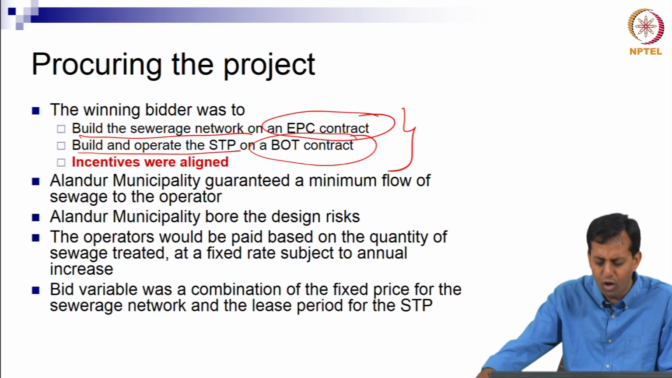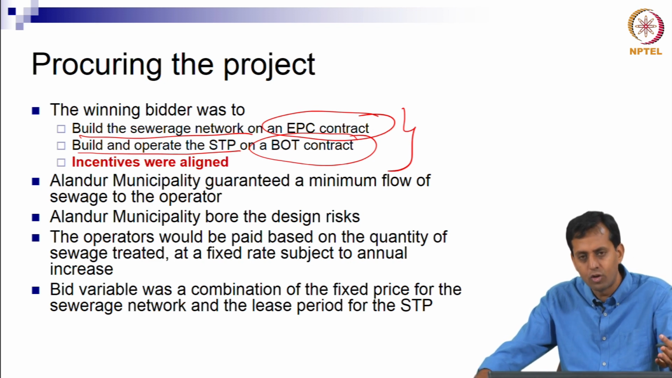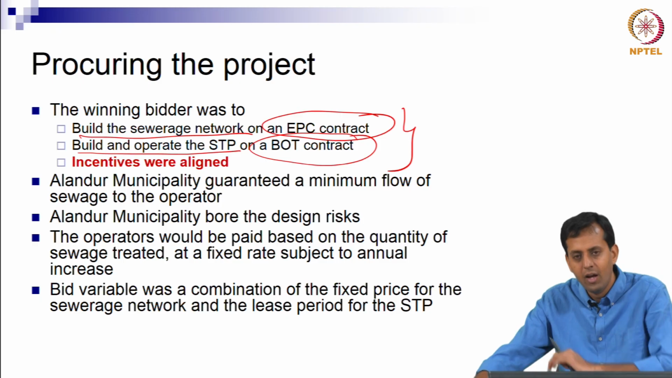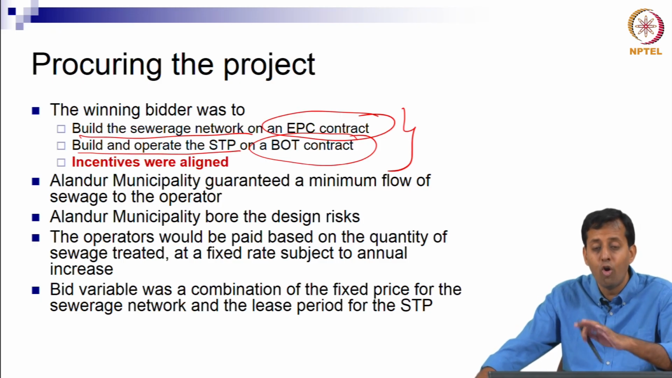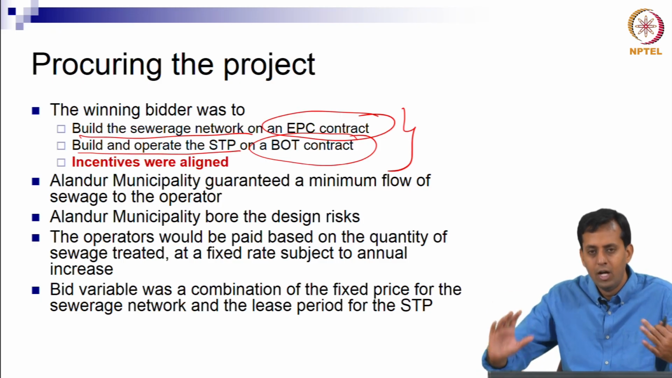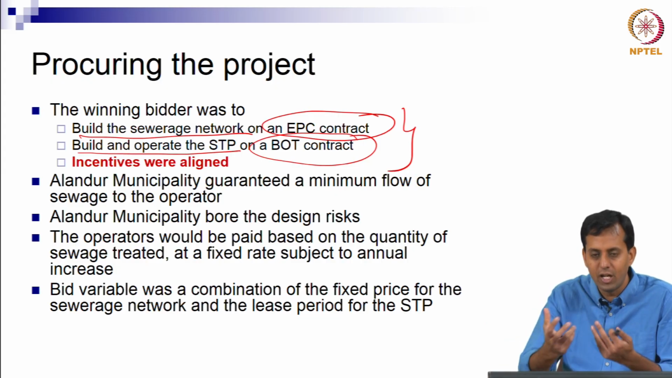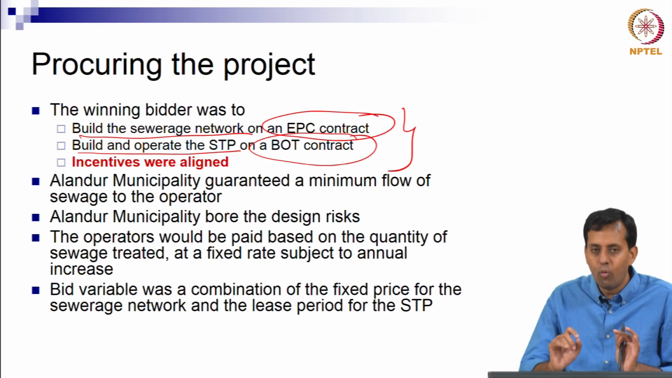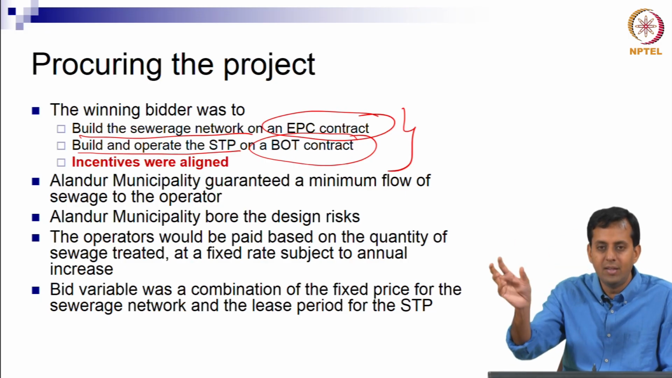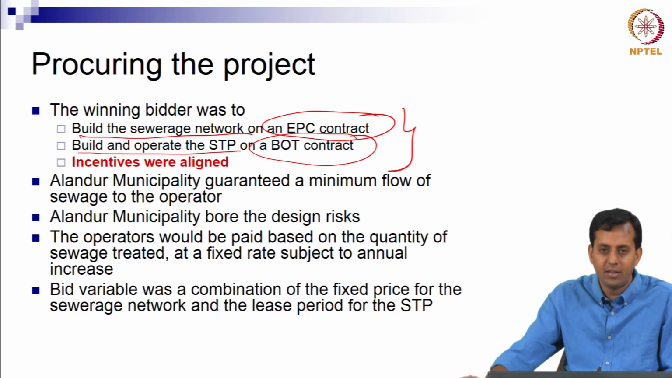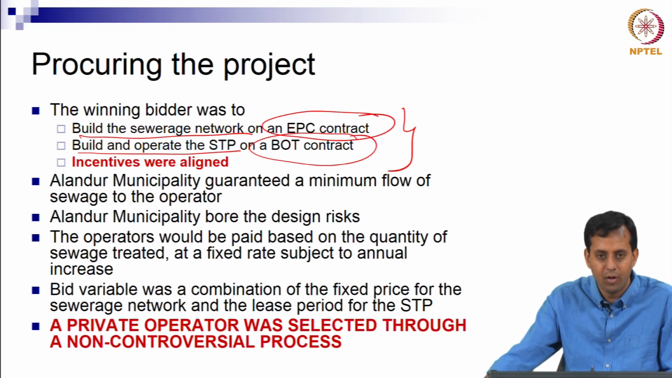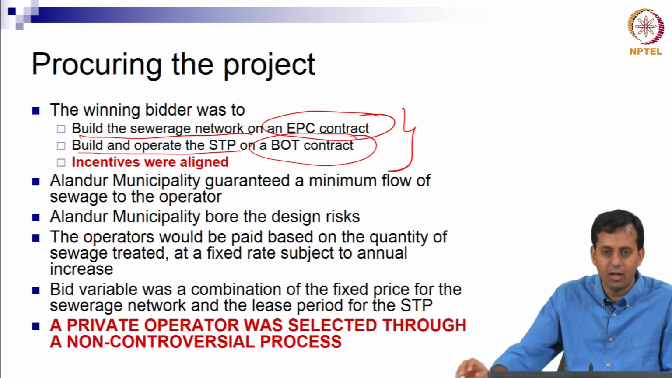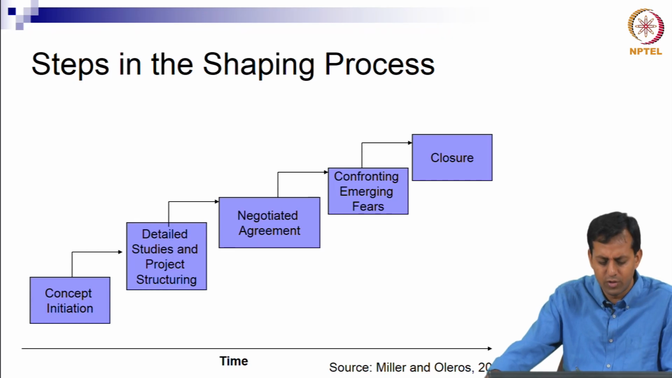And I am not going to talk about the bidding, but there was a bid variable which was a combination of: what is it going to cost you to build the sewerage network, and how long do you want to operate the sewage treatment plant. So a number of people bid and there was some weightage between these two criteria, a score was arrived at, and somebody was selected who could optimally build the sewage network and operate the STP, okay. So a private operator was selected through a very non-controversial process, all this was fine, right.